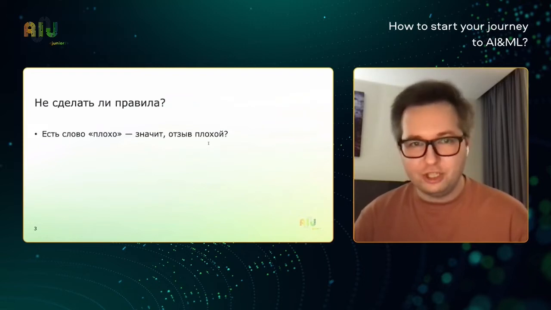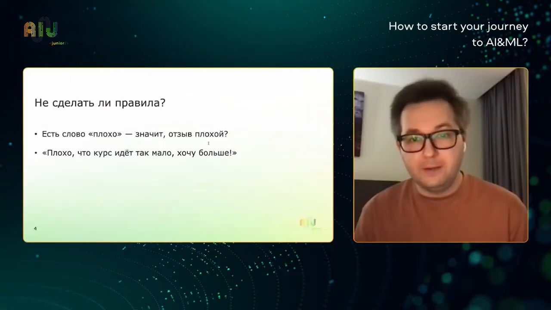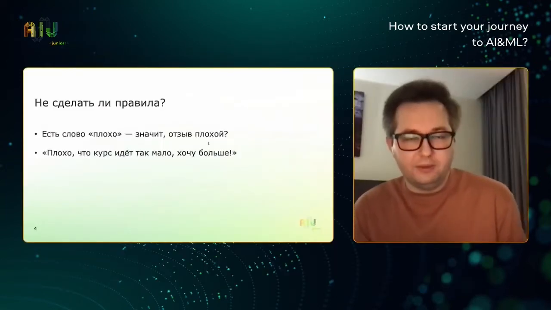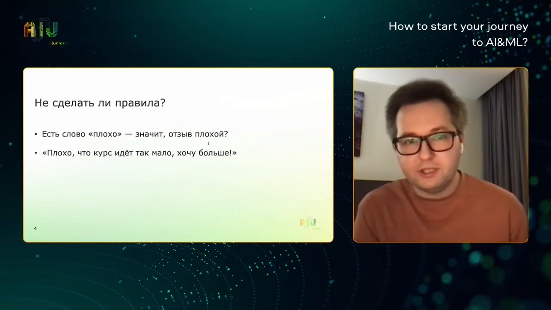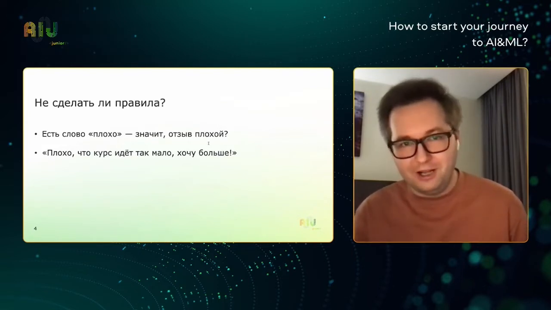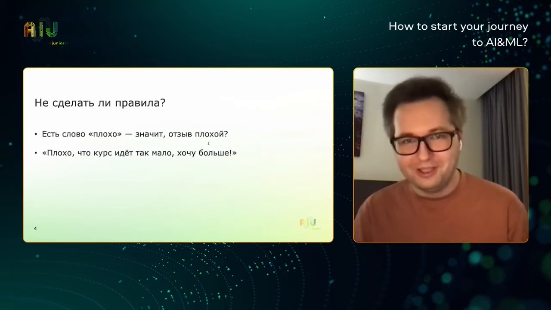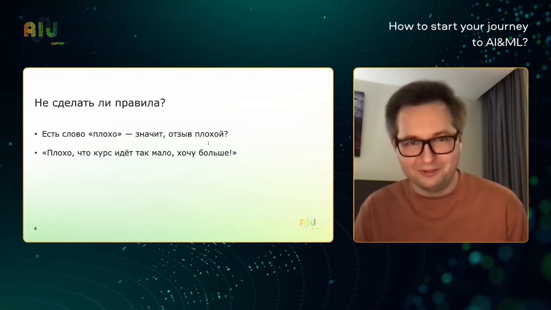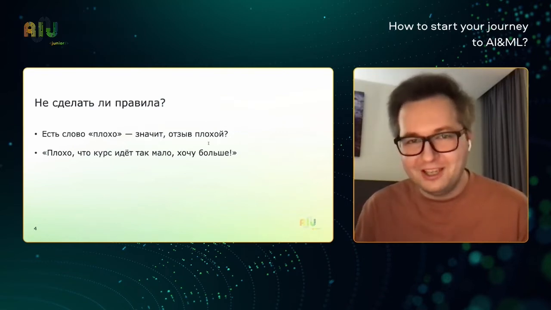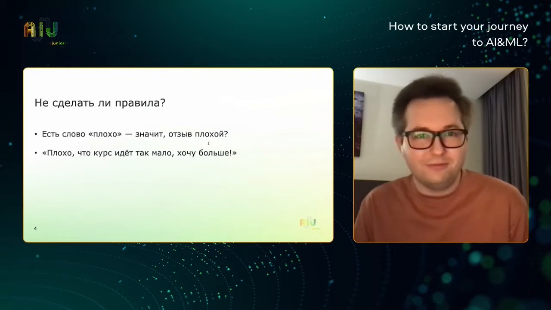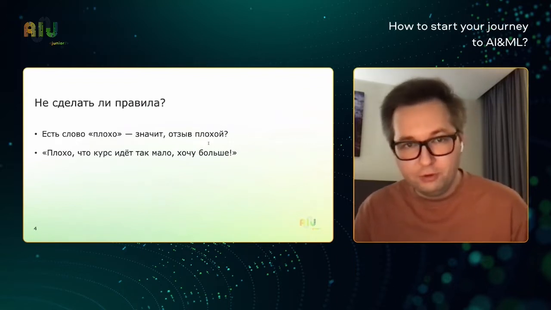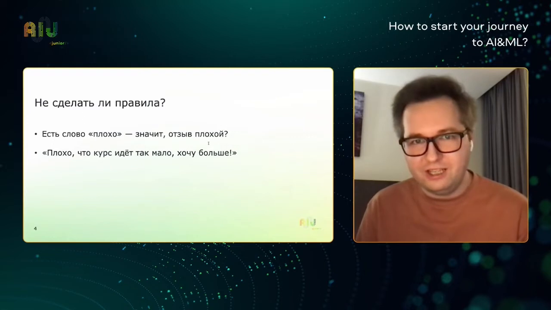But no, experience shows that when tackling such tasks, the rule-based methodology doesn't work effectively enough, and you cannot decide whether the text is positive or not by just separate words. If we take the word bad, a student can say this course is bad, or he can say that it is bad that the course is so short, I want more of it. And obviously this is positive feedback, and the student is sad that the course will end soon. So how can we explain this with rules?